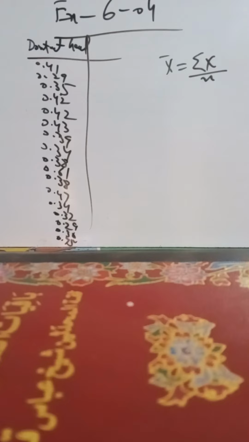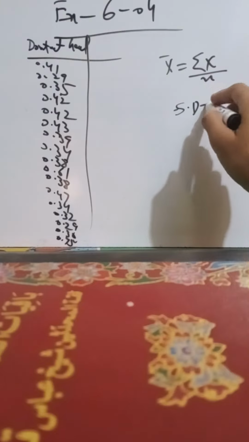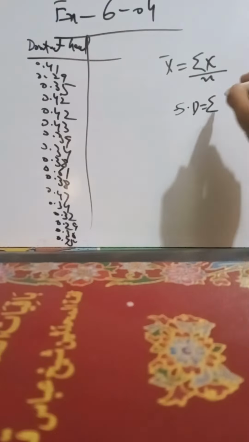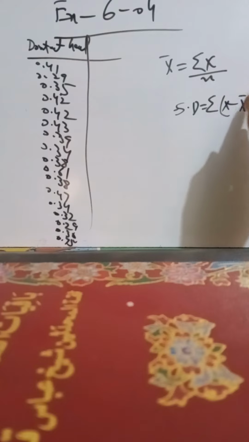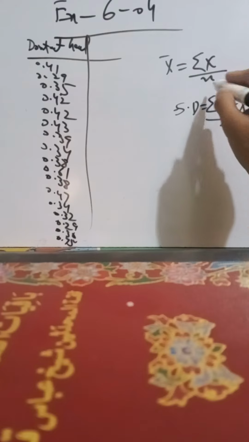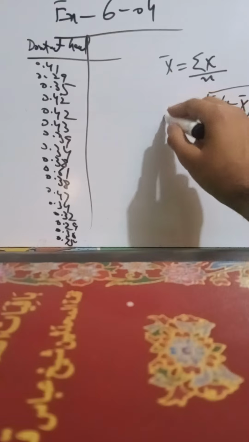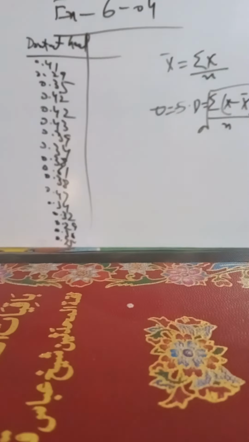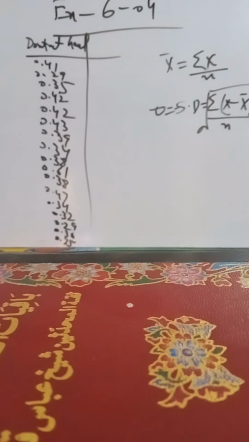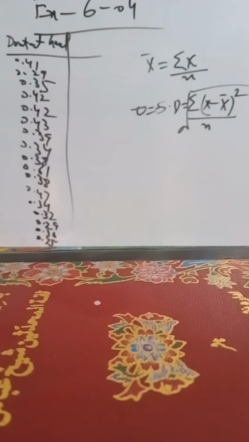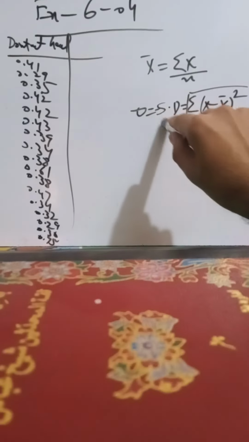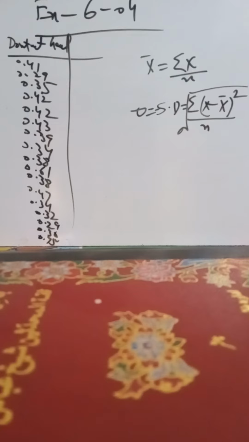Then I have to find the standard deviation. The standard deviation formula is: summation of x minus x bar, whole squared, divided by n, and taking the square root of that, you will get sigma. You can also write it as sigma, which is the symbol of standard deviation. The formula is this, so you will calculate these values.